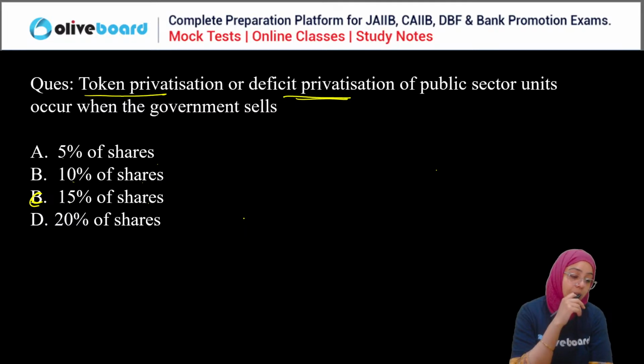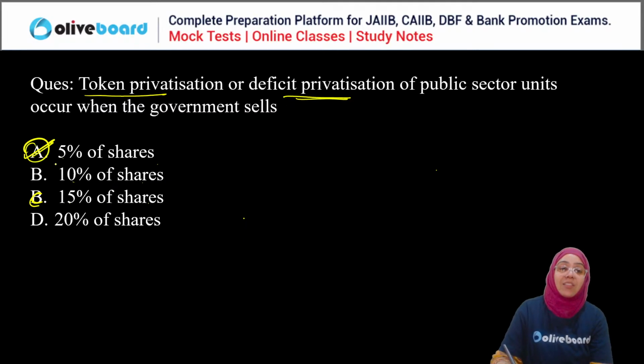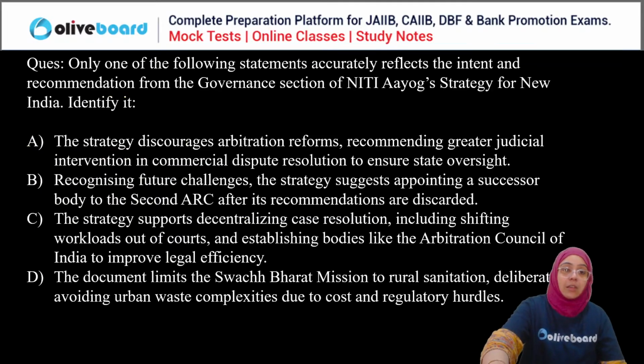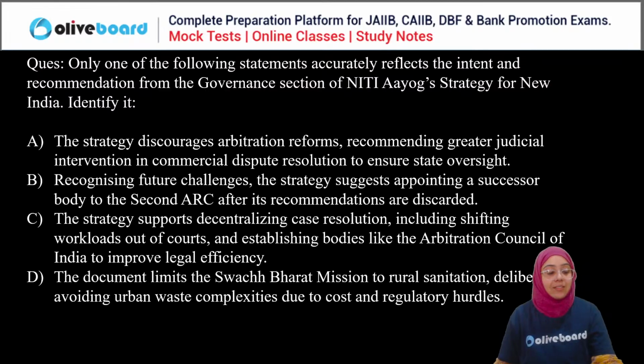So the correct answer is what? So you are all saying B is the correct answer. So the correct answer is A, 5% of the shares. Token privatization or deficit privatization occurs when the government sells 5% of its share. So A is the correct answer, everyone. You can just write it down. Okay. Next question.